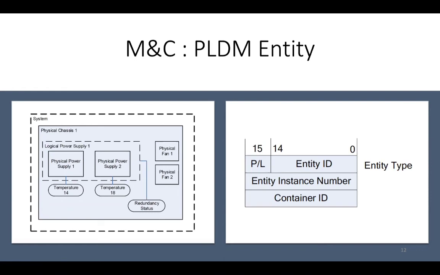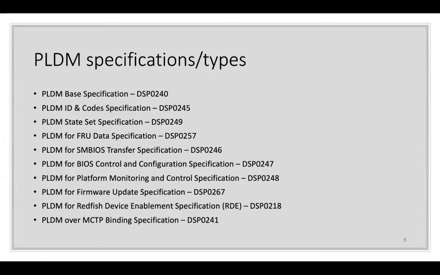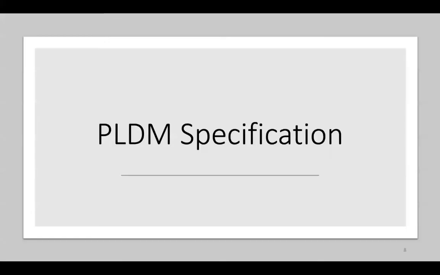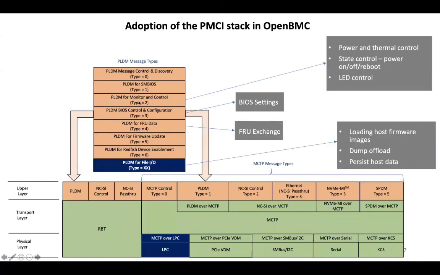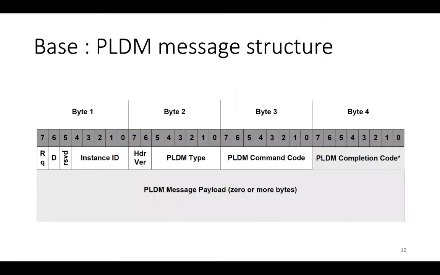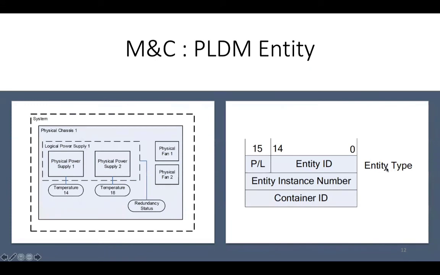So when I say PLDM type, it's this number: type 0, type 1, type 2. It's actually the number that's associated with a PLDM specification. So the PLDM type is different than the entity type that I've mentioned here. The entity type is a collection of, basically, the 6-byte entity that's composed of the entity ID, the entity instance number, and the container ID.